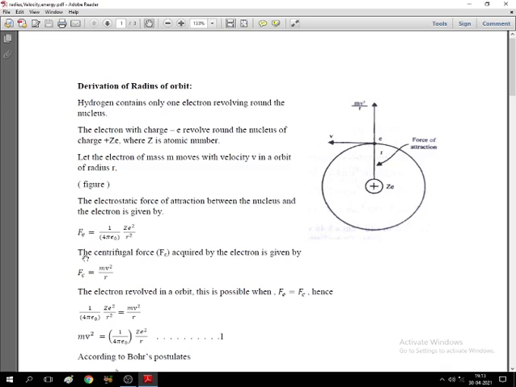Now then the centrifugal force acquired by the electron is given by, means this force which tries to move that electron away from the orbit.